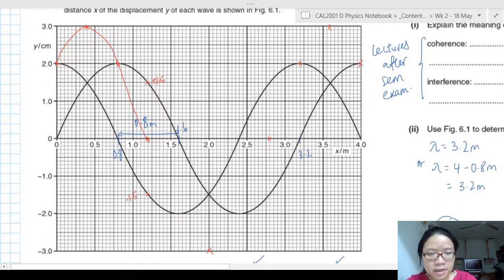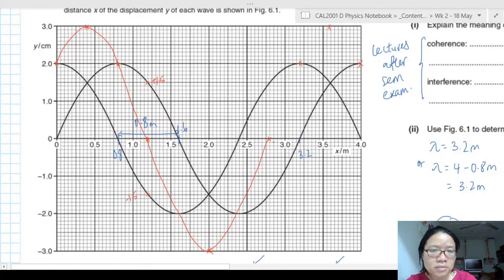By the way, there's another point that I didn't plot, which is about 1.6. At 1.6, the other graph is 0. It should cut. There you go.